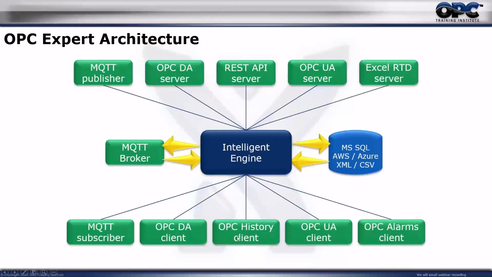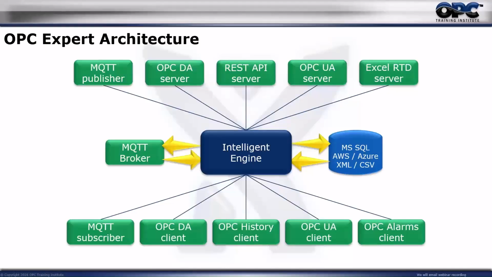Now, that's not it, because there's also an OPC history client. For example, if you're using OPC Classic, that would be OPC Historical Data Access, HDA. And there's also OPC UA HA. There's also an OPC Alarms client, which means that there's complete support for OPC Classic alarms and events, and OPC UA alarms and conditions. And if you want to send this stuff over to Excel, you can use the RTD, real-time data server, that's built in, which means that Excel can actually get data that's in here. Excel can get access to any of the data within OPC Expert, and you can also use Excel to read and write data. You can read data from an OPC server and also write data to an OPC server.